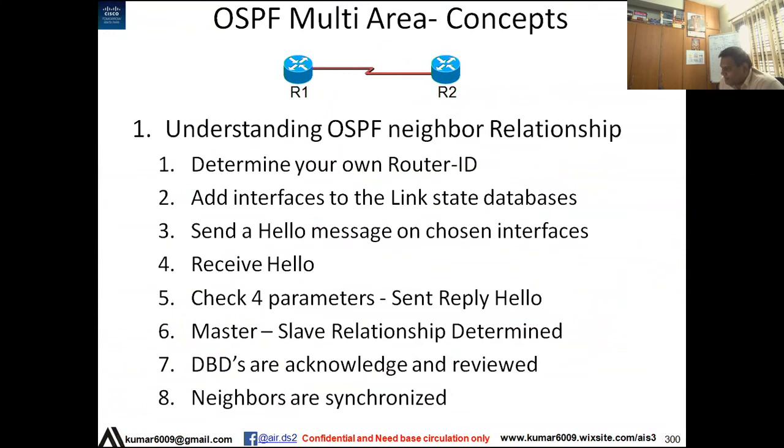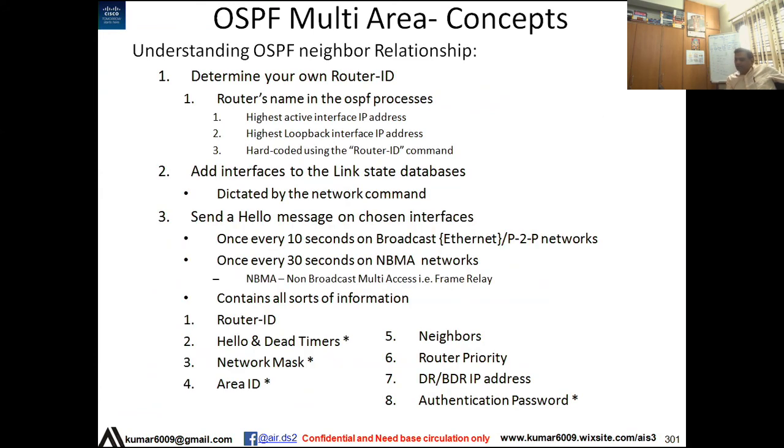Multi-area, same thing. Determine your own router ID, add the interfaces, send hello message, receive hello message, check 4 parameters are matching, master-slave relationship, DBD is exchanged and reviewed, neighborship is synchronized. Right? Now first, router ID, what will happen? Highest IP address, highest loopback address, or can you use the router ID command? How do you add the interfaces to OSPF? By what command? Network. By the network command, second step. Third step sends hello. We saw, right, every 10 seconds it's sending hello.